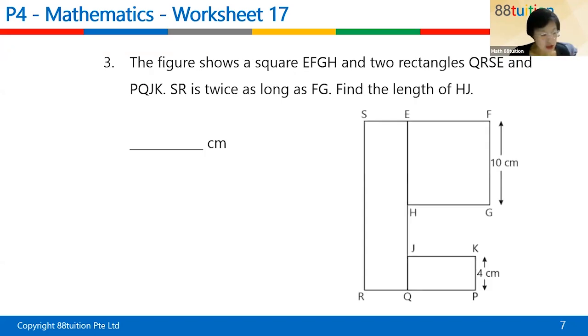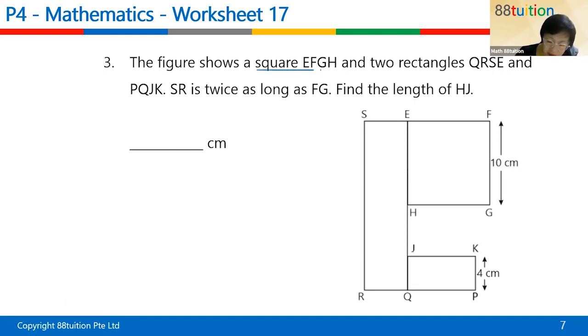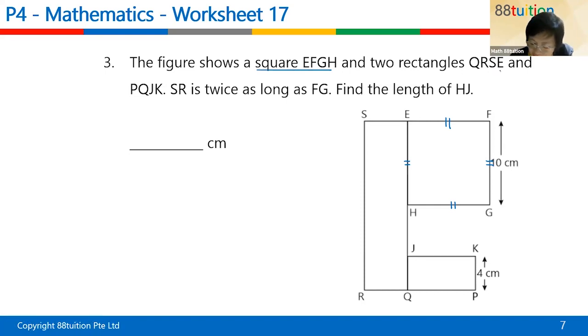Now, question 3 says there is a square EFGH, right? So this is important because this is the information whereby you need to study the characteristics. Square EFGH. That means the 4 sides must be equal, equal, equal, equal. For this purpose, two rectangles. Then where are the two rectangles? Here. Another one. Okay, let's put it two rectangles.